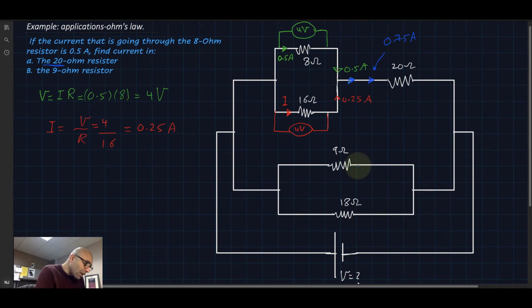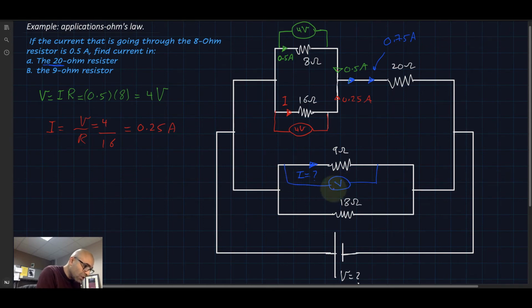Now we need to find the current here, this one, and I'm going to make it also in blue. We need to find the current through the 9 ohm resistor. We don't know what it is. How do we do that? We need basically to find the voltage drop across this resistor.